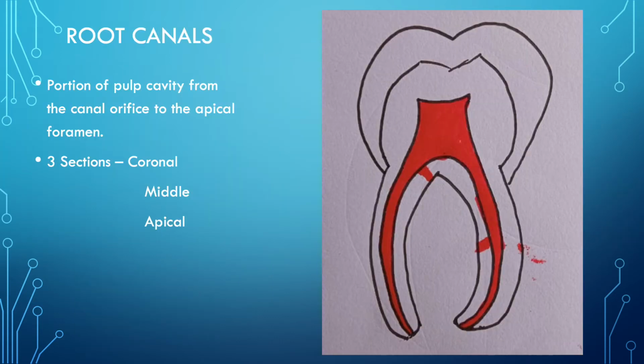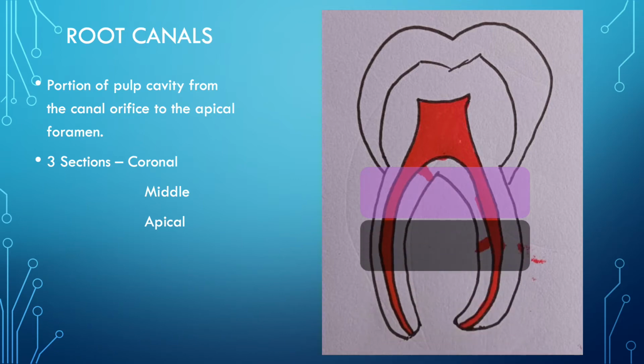Now, the root canal is a portion of the pulp cavity from the canal orifice to the apical foramen, and for convenience, it has been divided into the coronal part, the middle part and the apical part. The coronal part is where the orifice is present. The apical part is the end of the root canal system and where most of the ramifications or extra canals are present.